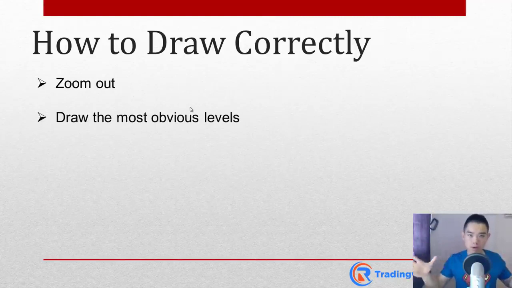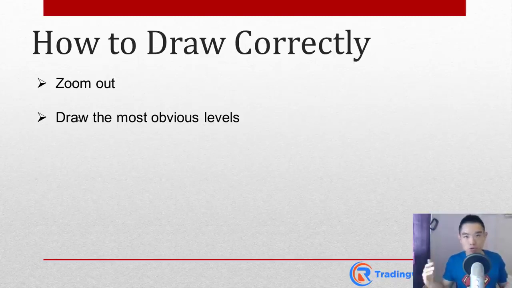You want to zoom out your charts so you can see the so-called big picture, all the relevant number of candles in it. Because if you only have like 20 candles on your chart, it's going to be difficult to draw those levels. So zoom out your charts. I typically have about 400 plus candles on my chart. If I'm not wrong, it's about 470 for me. So that's how much I zoom out.